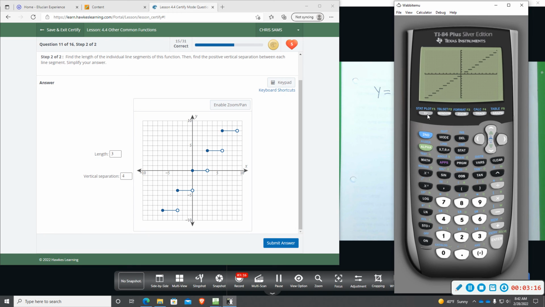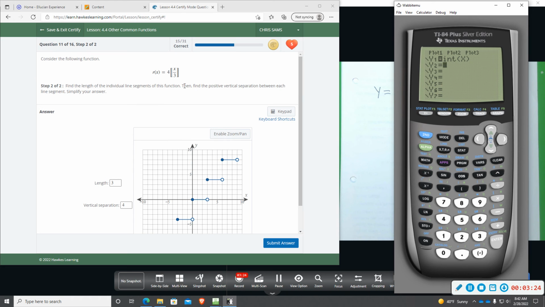Now I'm going to go back to y equal. I'm going to arrow down to y2, and then I'm going to do the function that we have, the 4 times the greatest integer function of x divided by 3. So I'm going to hit the 4 first. It's going to be on the outside, then math, then I'm going to arrow over to number, and then hit number 5. So we have 4 times the integer function, and then I'm going to do x divided by 3, and then close it. And then I'm going to graph, and you'll see the difference.